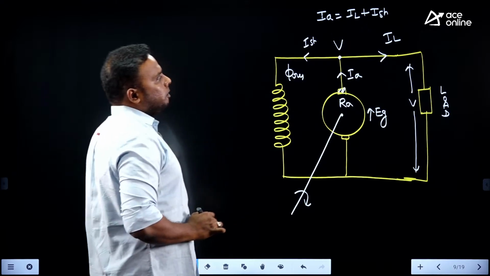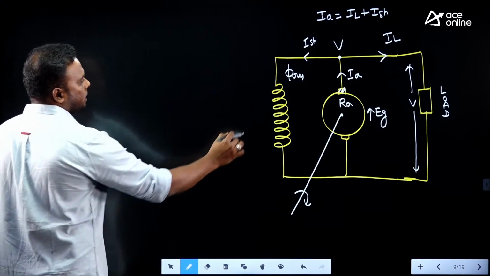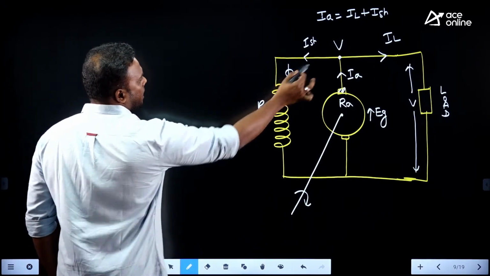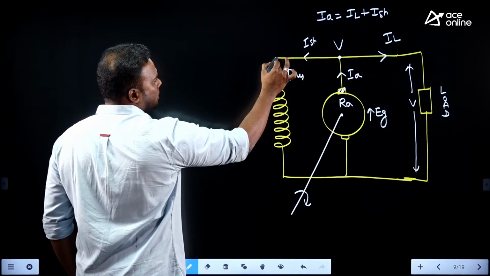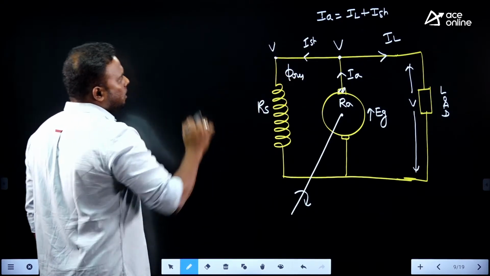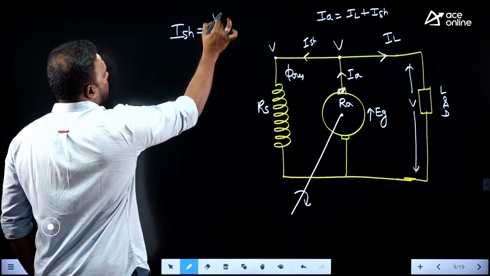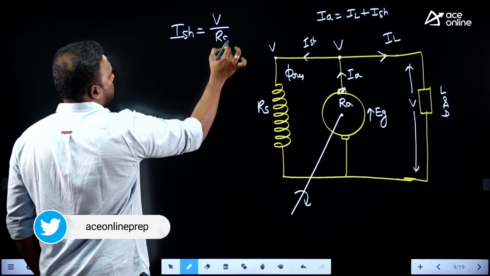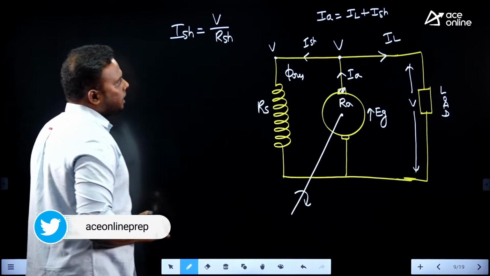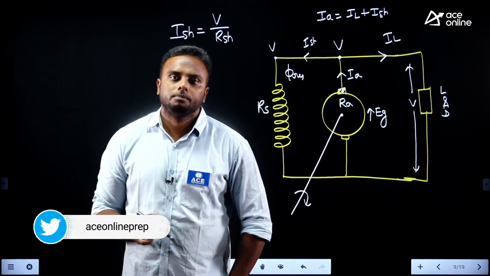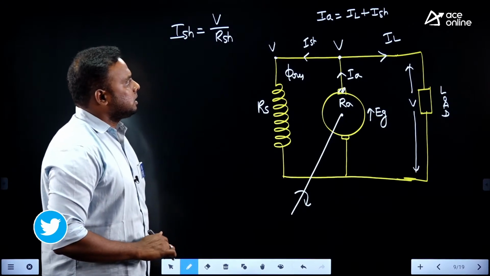And what is ISH here? This is RSH. The field current ISH equals the voltage across it, which is also the same, V only. So the field current ISH is equal to V divided by RSH. So these are some important equations.